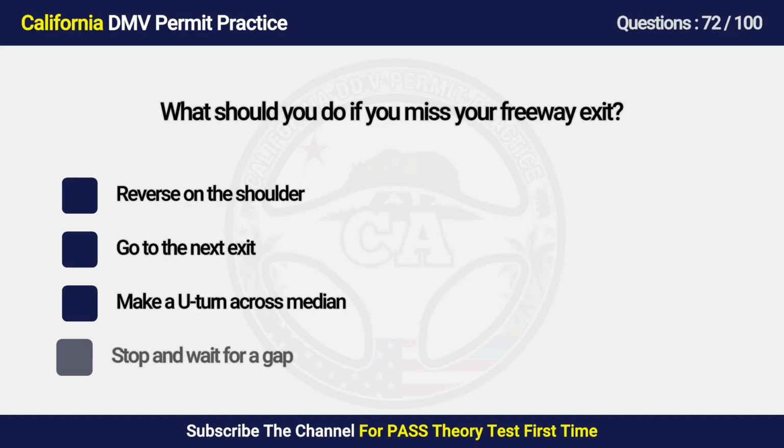Question 72. What should you do if you miss your freeway exit? A. Reverse on the shoulder. B. Go to the next exit. C. Make a U-turn across median. D. Stop and wait for a gap.